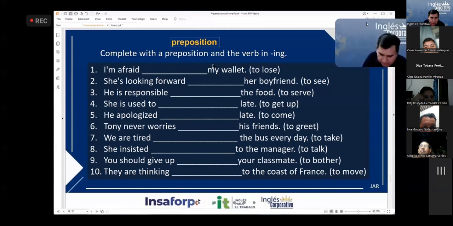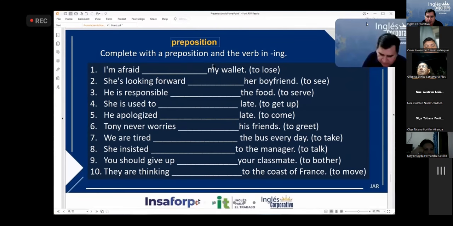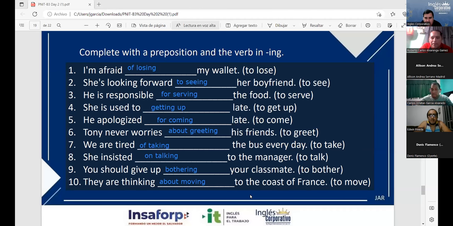I have a question. Yeah, the preposition is there. Don't need a preposition, only the verb. She's used to getting up late. The preposition is to. Exactly, the preposition is okay. And in number 9, no preposition is necessary. Only bothering. You should give up bothering your classmate. Okay. You finished, right? Okay.